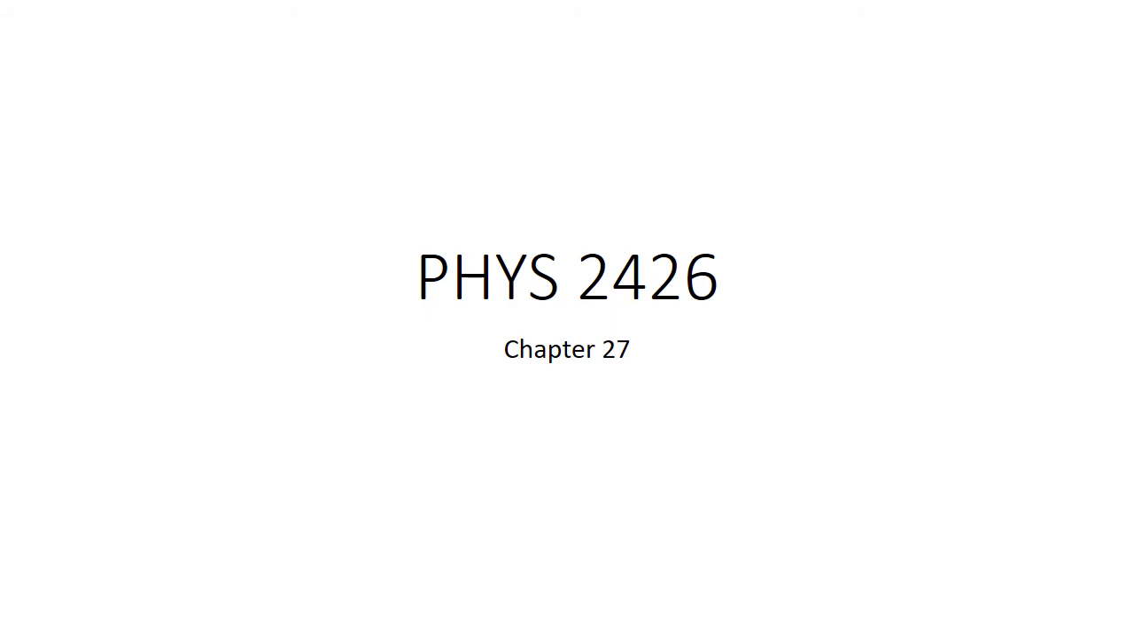Chapter 27 introduces us to electric circuits. Now, we've already been talking a little bit about circuits because of conservation of charge. If you have a resistor right here and you have charge going from it, the charge has to come from somewhere and has to go to somewhere.